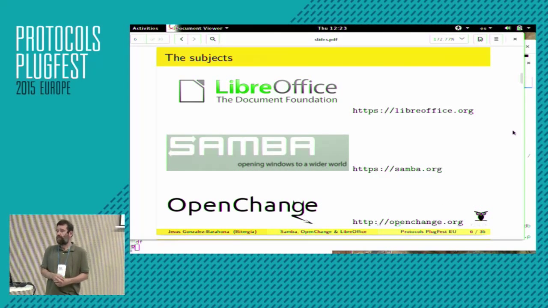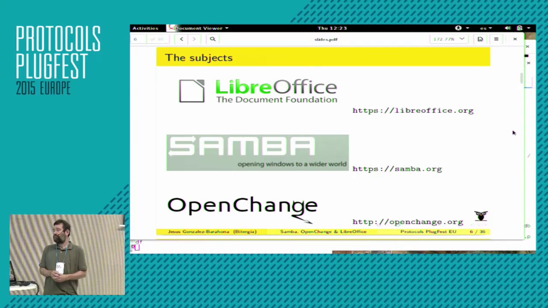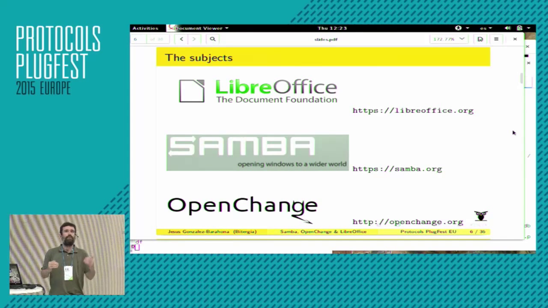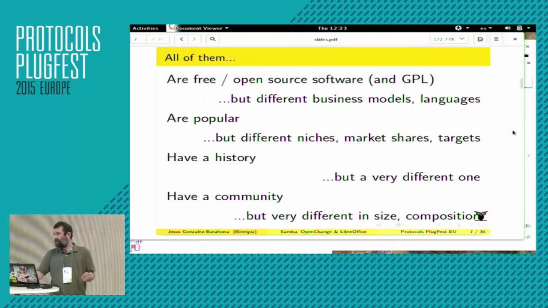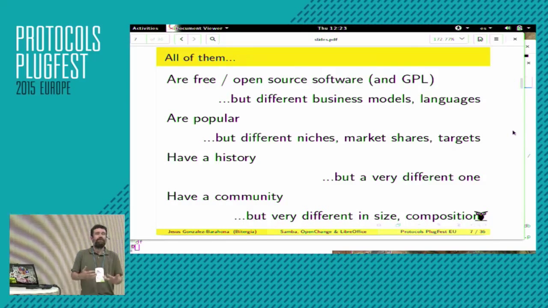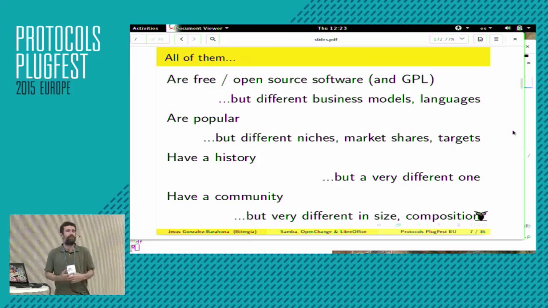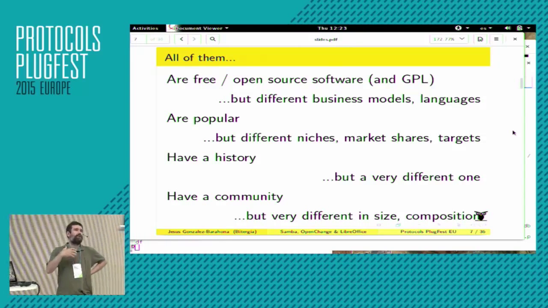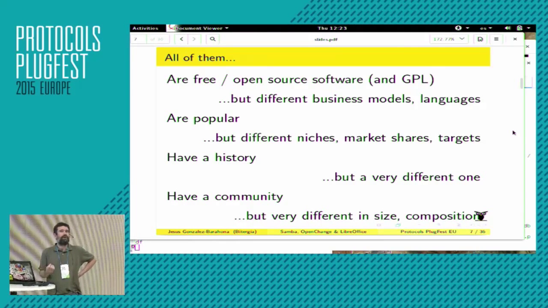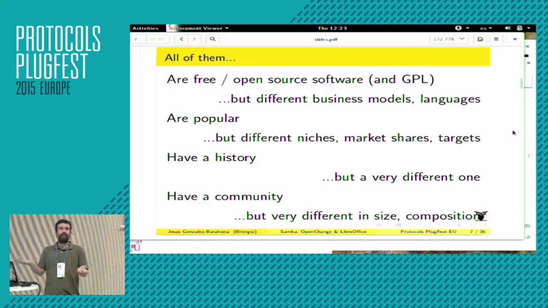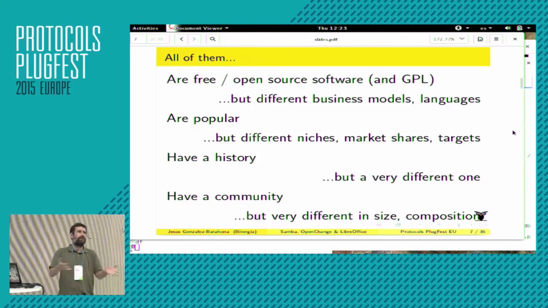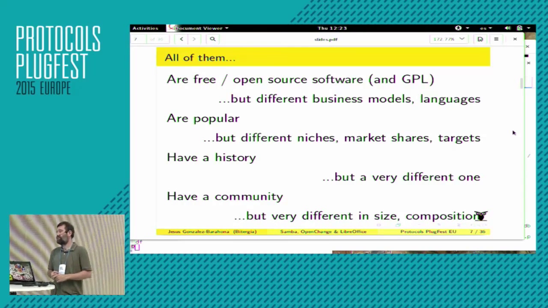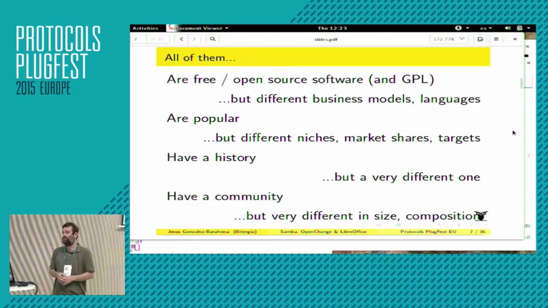So about the 3 projects that we are going to talk about, as I said, they are interesting from several points of view, but one of them for this analysis is that they are widely different. And still, they have many similarities. So all of them are free software, of course, open source software. All of them are GPL, or mostly GPL, but they have different business models, different kinds of communities around them, and they are using different programming languages. All of them are popular in a certain sense in their own area. But of course, they're working on different needs. They have very different market shares, and of course, very different targets as users.